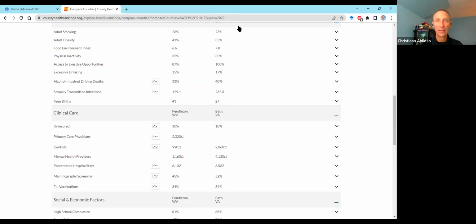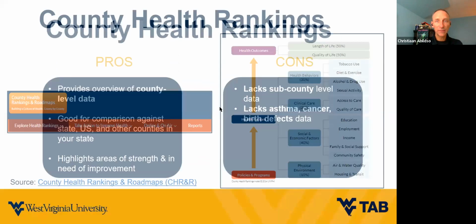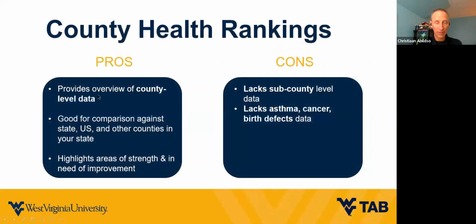Okay, now I'm going to go back to the slides real quick, and you'll see listed here are some of the pros that I went over. County level data, a lot of different measures at the county level, good for comparison, highlighting areas of strength and areas of need of improvement. What it does not do, some of the big cons, why it probably won't be useful to you, but it's good to have in your kit to use. It does not have sub-county data, so you can't get down to a city or a census tract. It doesn't have any of the measures that are called out in the assessment grant application, asthma, cancer, or birth defects data.